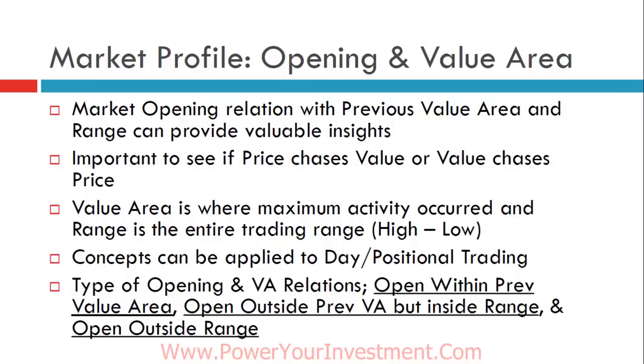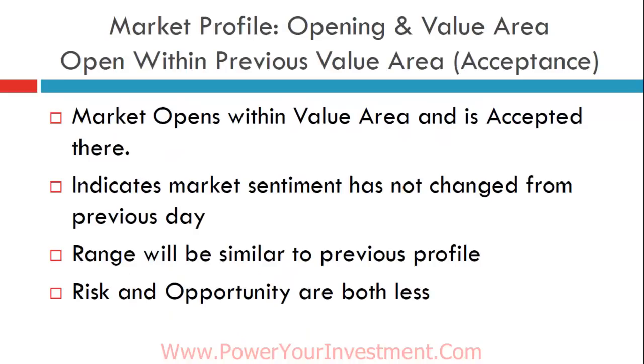Okay. The second is opening happening above the value area, previous value area, but inside the previous day's range. Okay. By range I mean high minus low of previous day. And the third kind of opening is opening outside range. So automatically when it is opening outside range, then that means automatically it's opening outside the previous value area. All right. So let us pick up these concepts one by one. So the first is open within the previous value area.